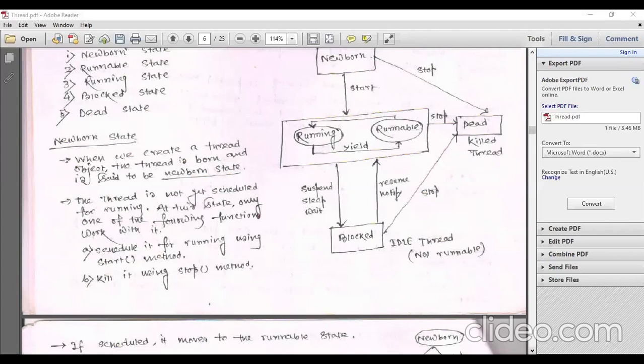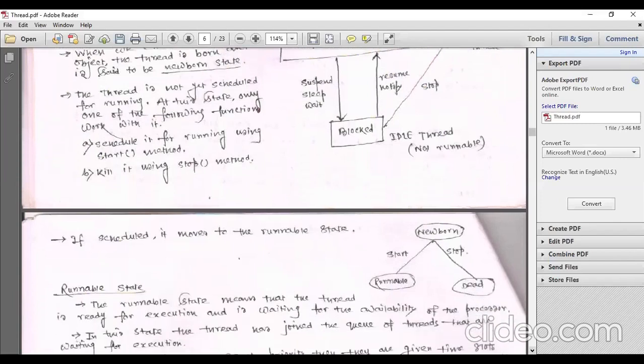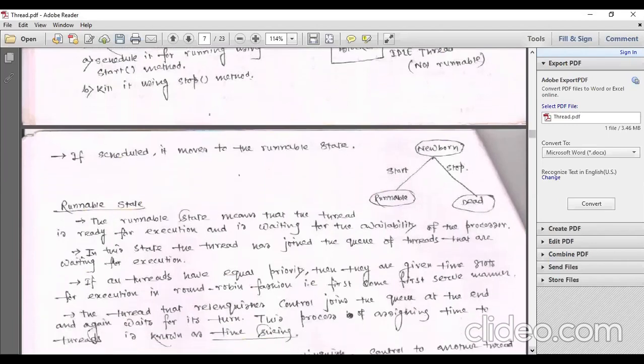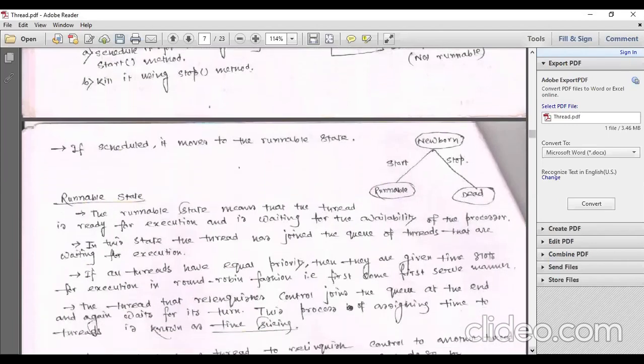And everything is noted over here in detail. Look, I already mentioned that from newborn state, a thread can move to the runnable state or to the dead state. If it calls start method, then it moves to the runnable state. And if it calls stop method, then the thread moves to the dead state. What does the runnable state mean? The runnable state means that the thread is ready for execution and is waiting for the availability of the processor. In this state, the thread has joined the queue of threads that are waiting for execution.